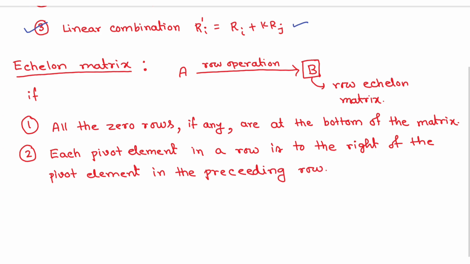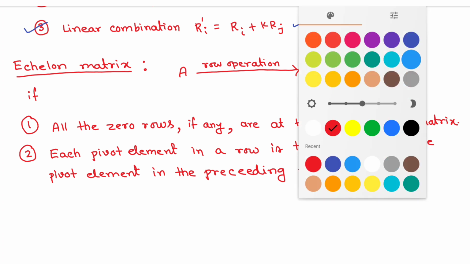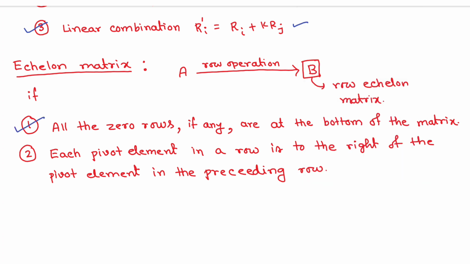Okay, so this is the basic concept of row echelon matrix. First one is all the zero rows will be at the bottom, and second one is each pivot element. Now what is pivot element? Pivot element means the first non-zero element in each row.